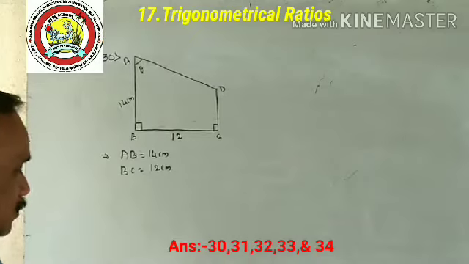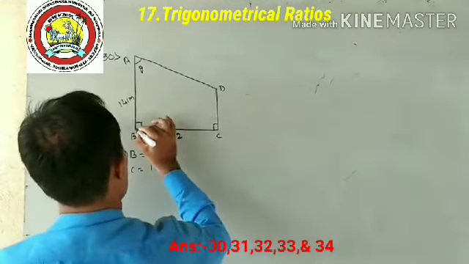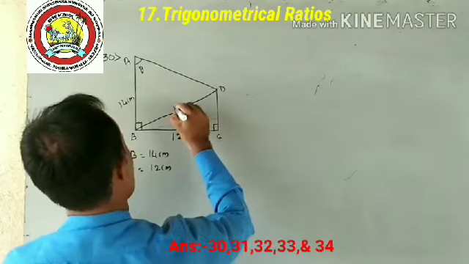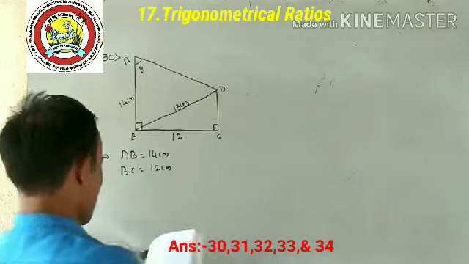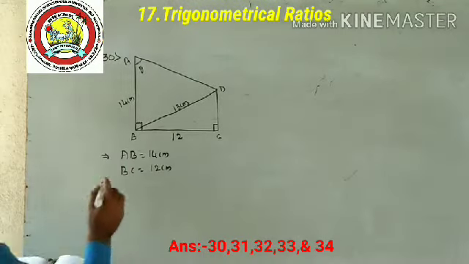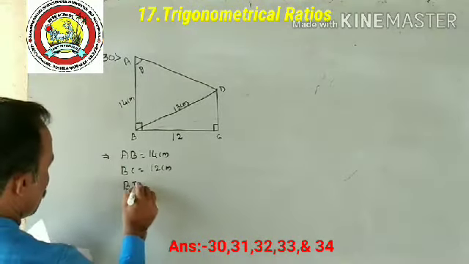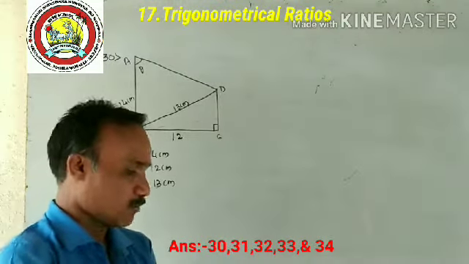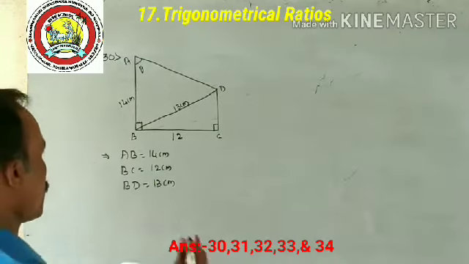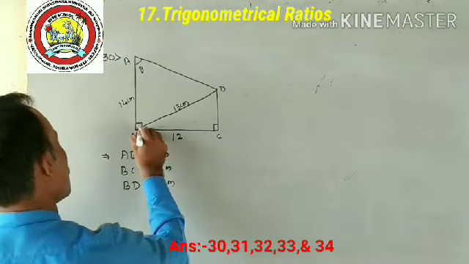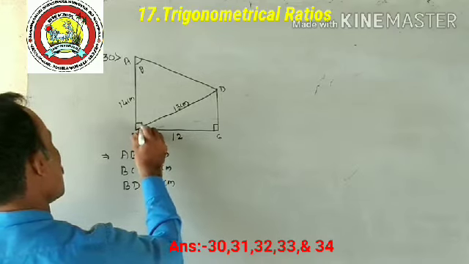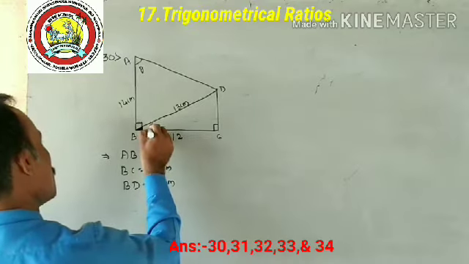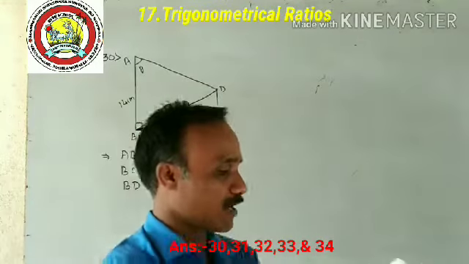And BD, draw diagonal BD, that is 13 centimeters. BD is equal to 13 centimeters. So these are the given measures. Find the value of sin phi. And one more very important angle, B, what I am marking now. This one is again considered as an acute angle, denoted by one more symbol, that is phi.